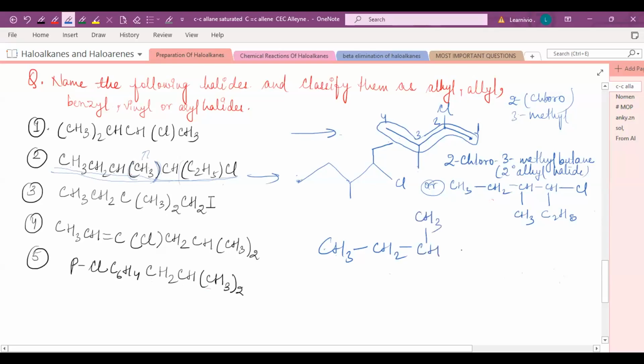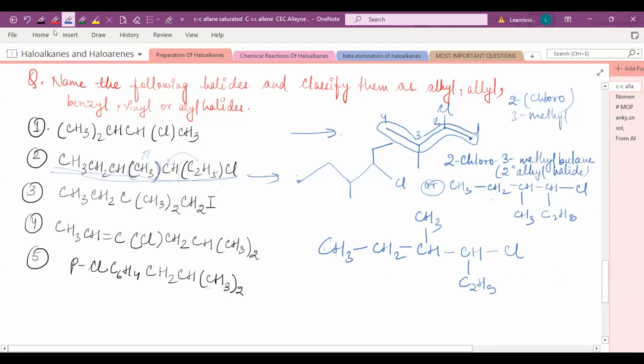Next carbon, draw this. Now this C2H5, which is in the bracket, is attached to this carbon. So you can write C2H5 and then this chlorine. Okay, so first we have drawn the structure.